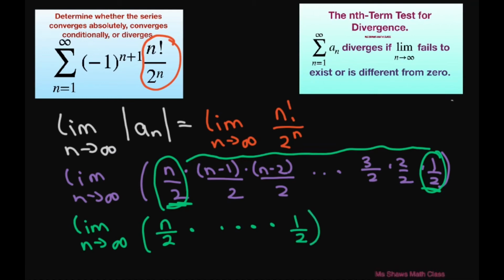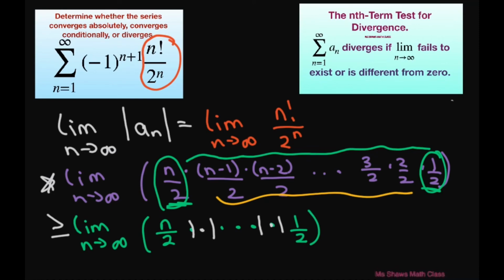You could also write this as 1 times 1 dot, dot, dot times 1 times 1 and say that this one is greater than or equal to this. All right. So basically, if we just do the first term and the last term, it's greater than this. So we only need to take the limit of the first and last term.